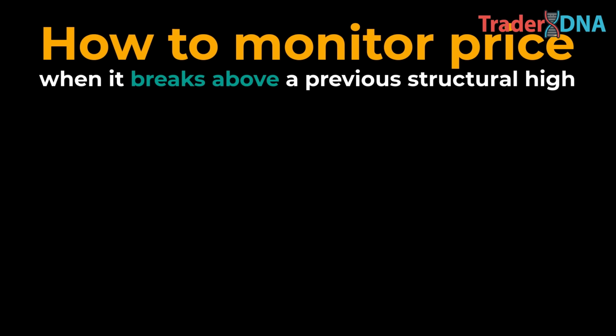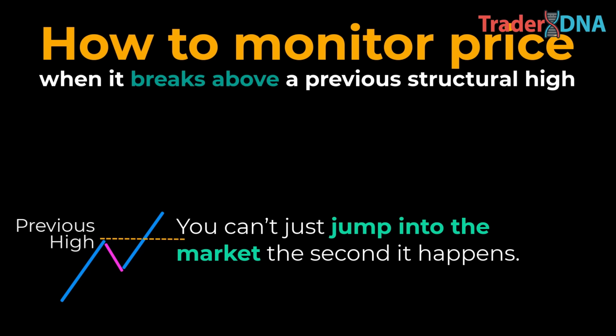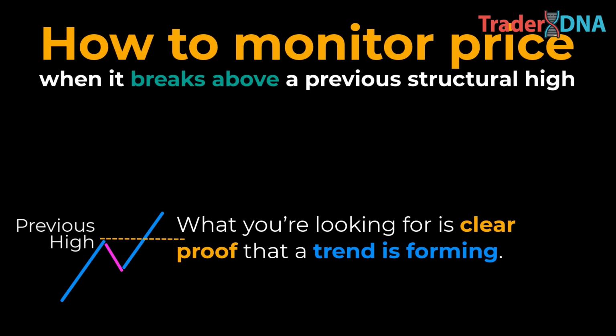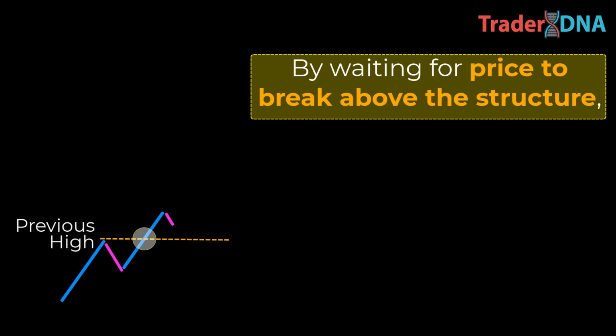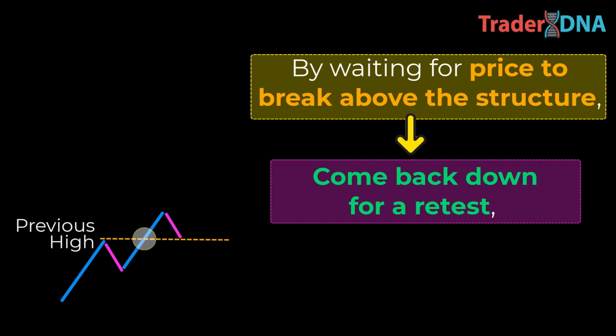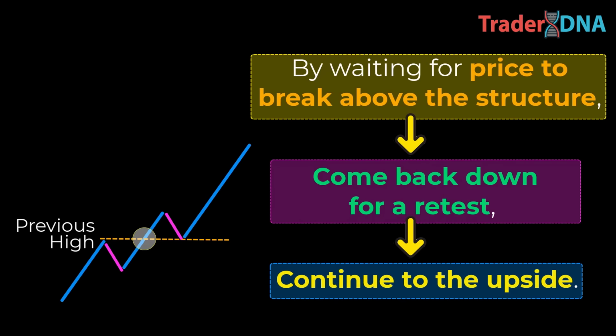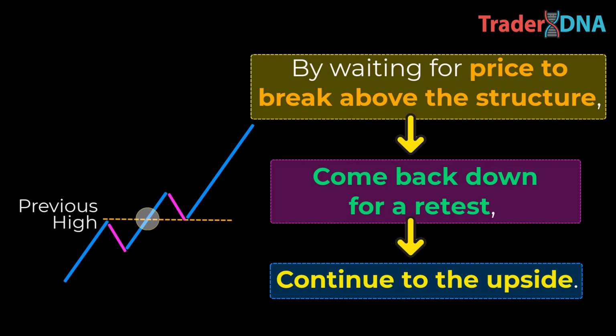Alright, imagine the market is pushing upward and breaks past a previous structural high. Then, that becomes your new structural high. But wait, you can't just jump into the market the second it happens. That's a rookie mistake. What you're looking for is clear proof that a trend is forming. And how do we get that proof? By waiting for price to break above the structure, come back down for a retest, and then continue to the upside. This is the key sequence that makes this strategy powerful.